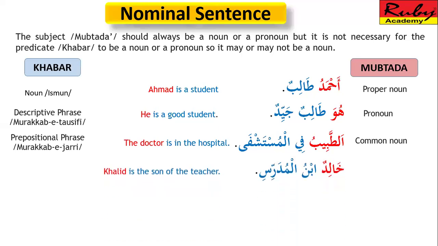The fourth sentence, Khalidu ibnul mudarris. I'm reading word to word so that others can understand what words they are. So Khalid is the son of the teacher. Now Khalid is mubtada, ibnul mudarrisi is the khabar. So mubtada is a proper noun and khabar is a possessive phrase, which is called in Arabic murakkabe idafi.